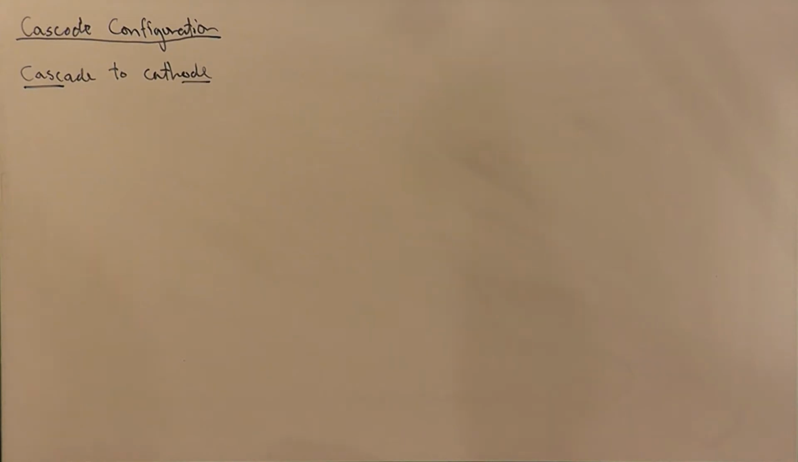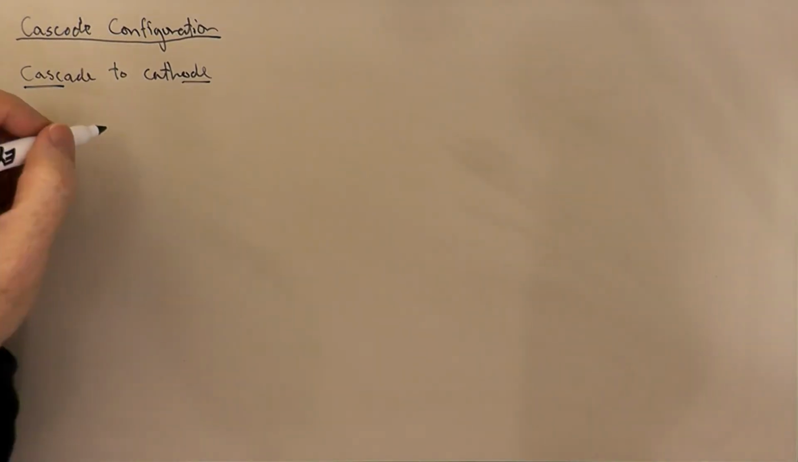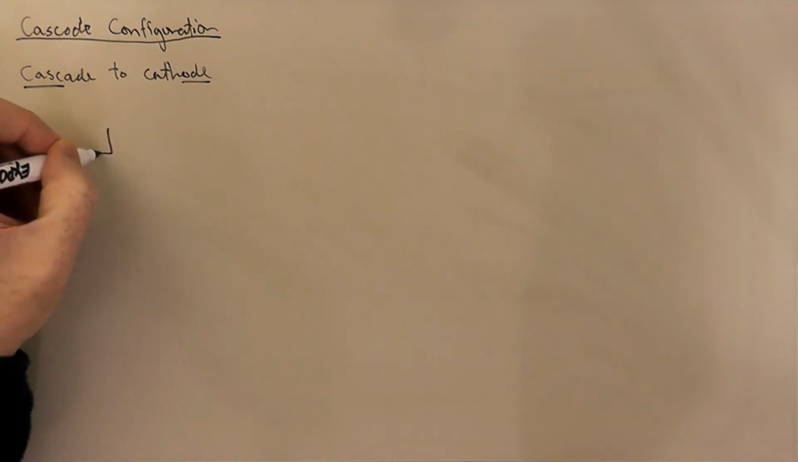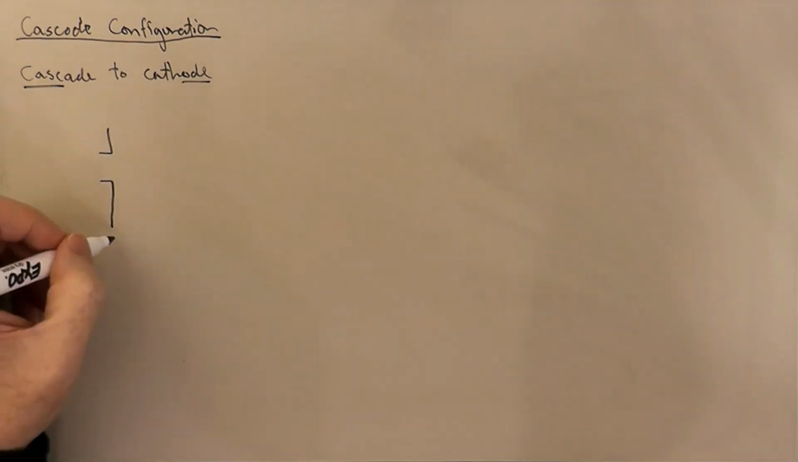This is a very old circuit configuration. It dates back to the vacuum tube days, where the cathode was one of the terminals on a vacuum tube, and they basically had two vacuum tubes connected in series. And in CMOS, the cascode configuration for an NMOS transistor looks like this.